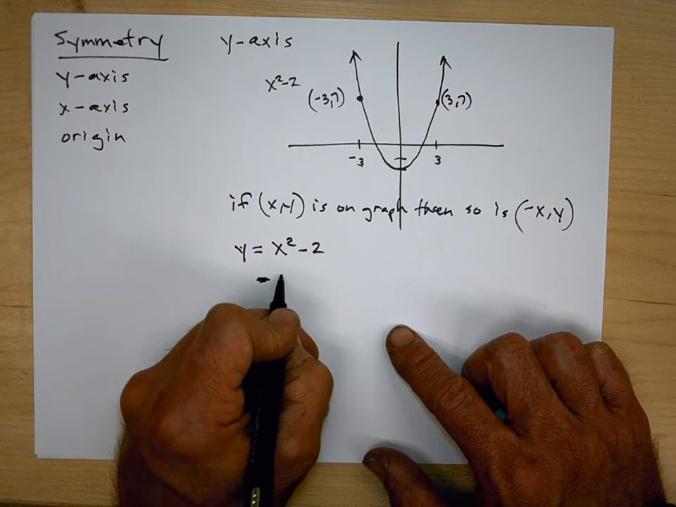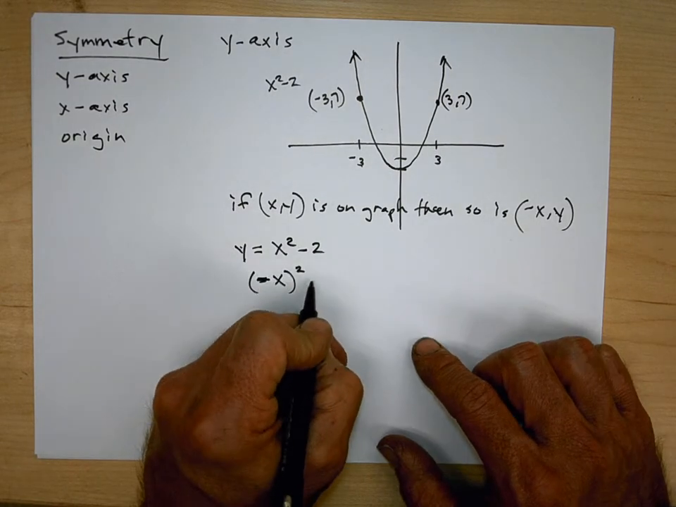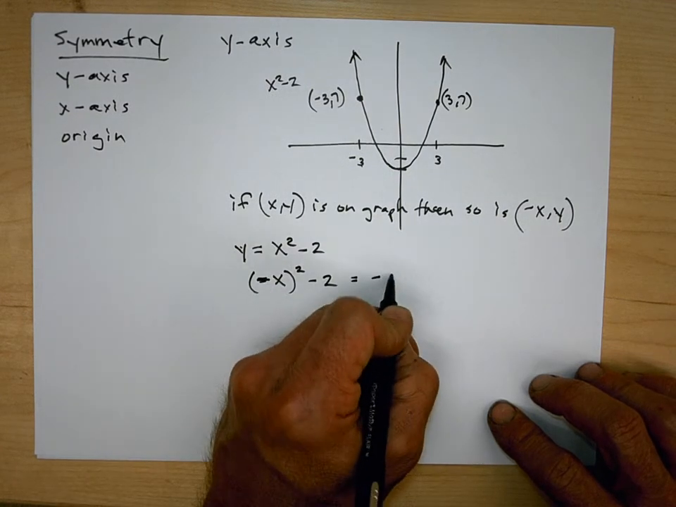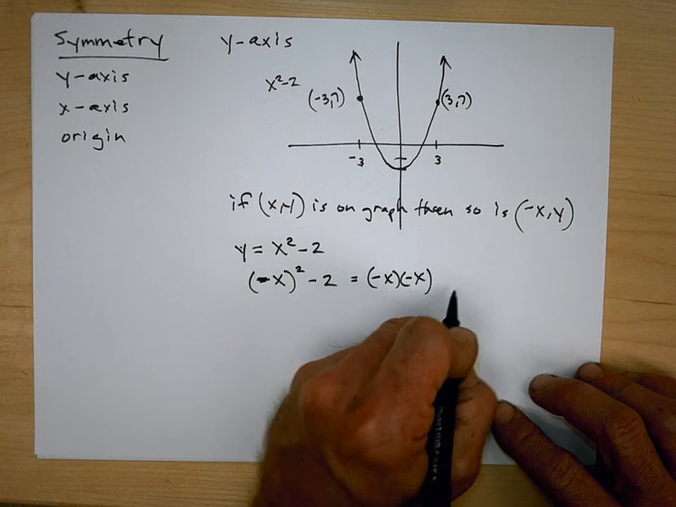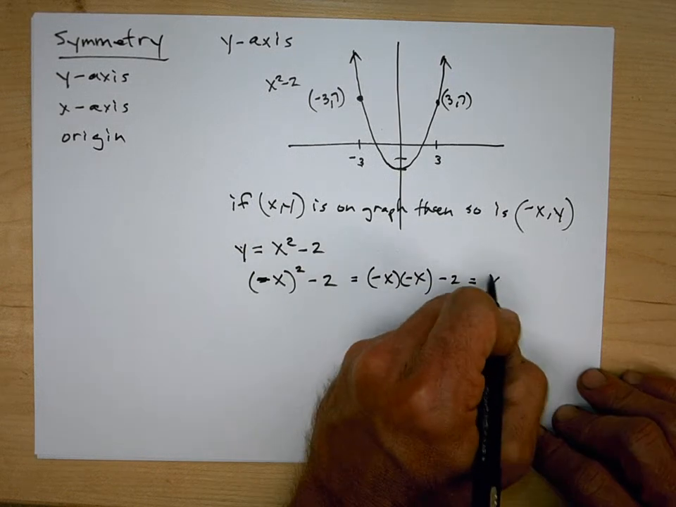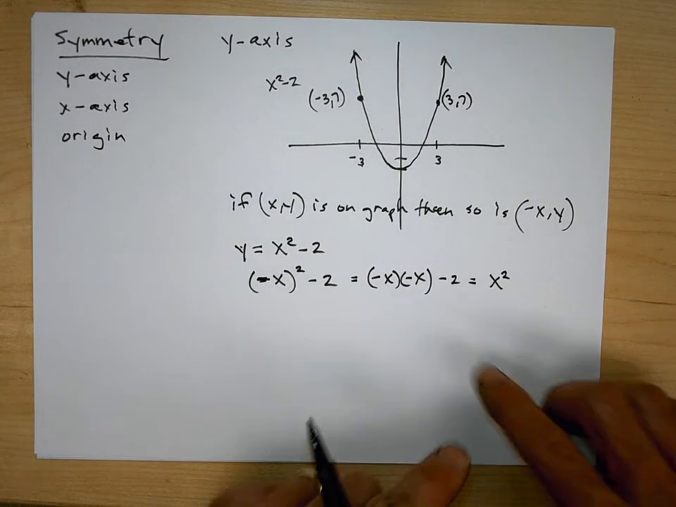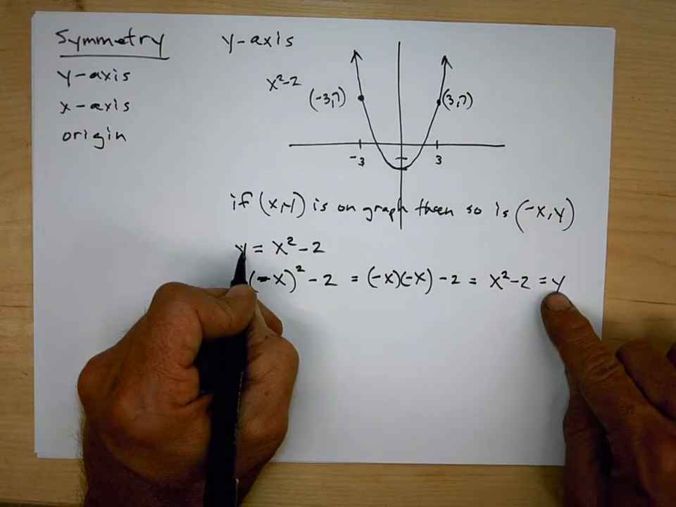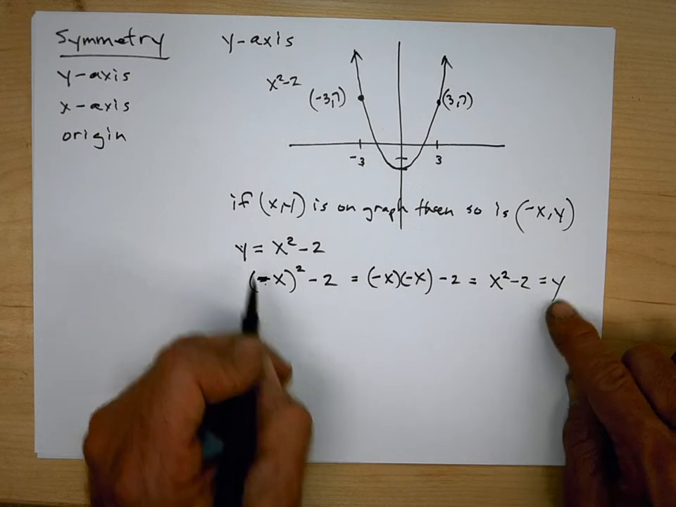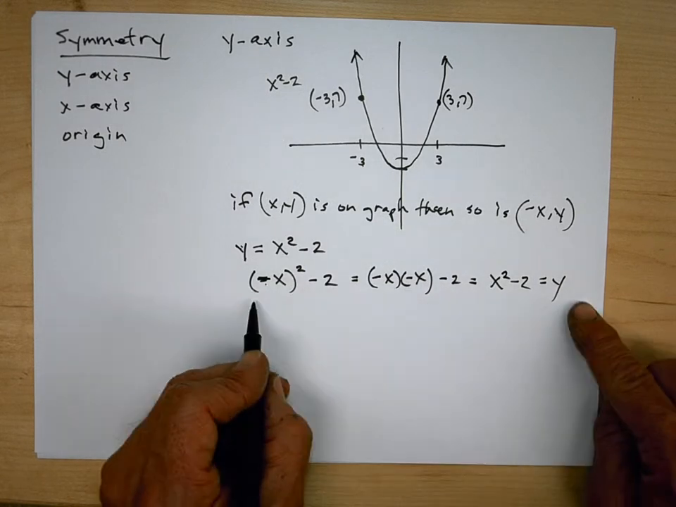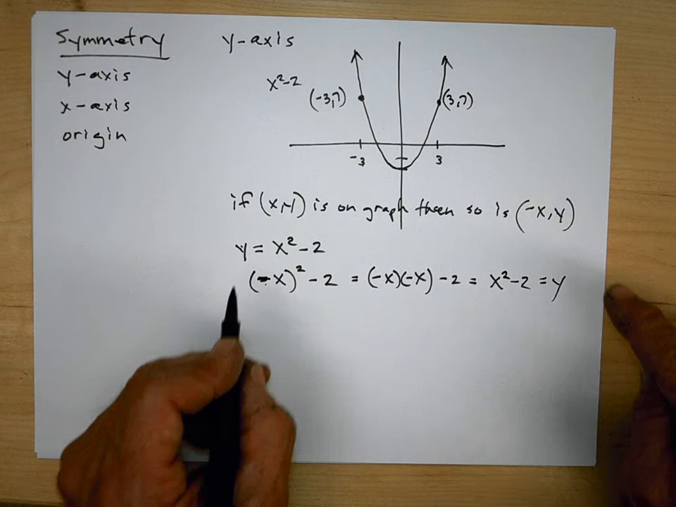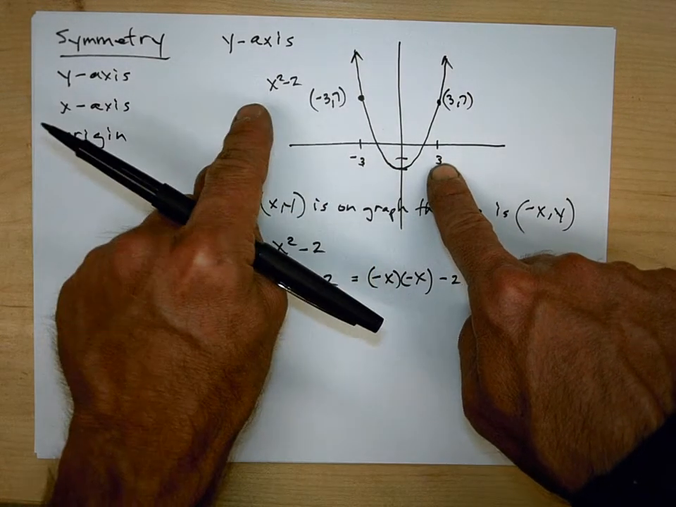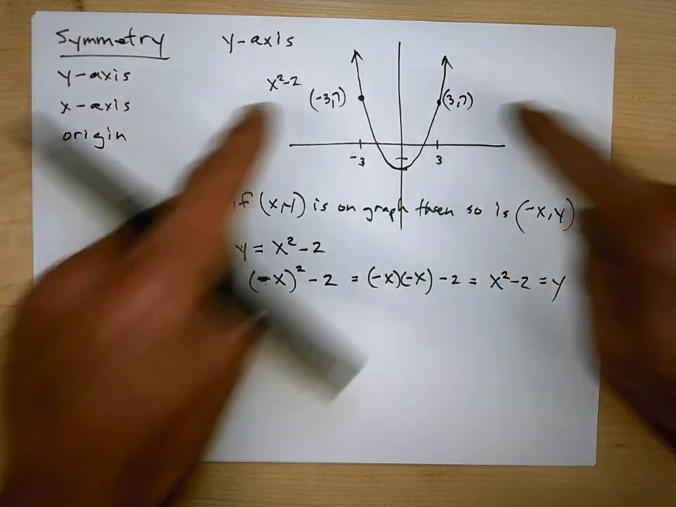Well, let's say I put in negative x, square it, and subtract 2. Negative x squared is just negative x times negative x, right? Well, that's x squared, because the negatives cancel or make a positive. But that's the same y that I started with. So if I put in negative x, I get back the same y. So this is how we would test in general. This tells us for any x that I could put in, if I put in the positive and then the same number that's negative, I'll get back the same y value.